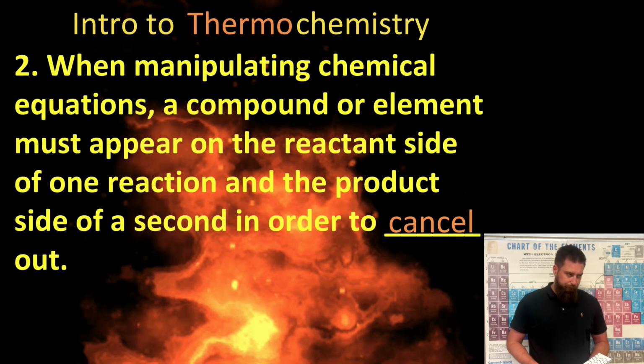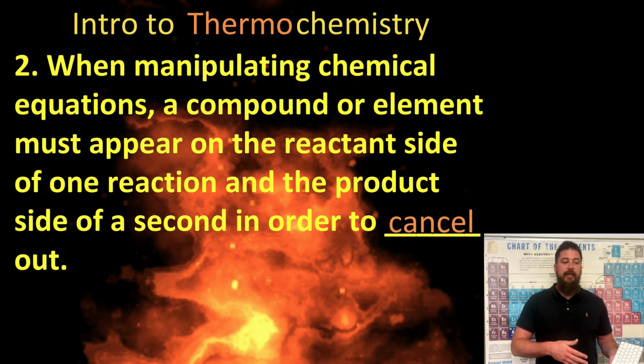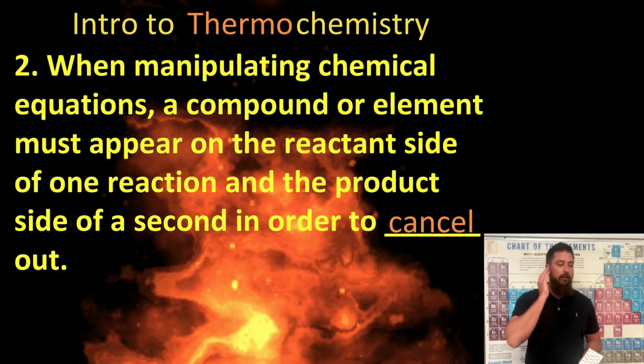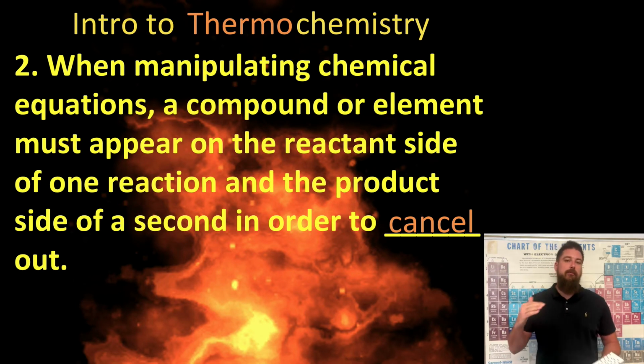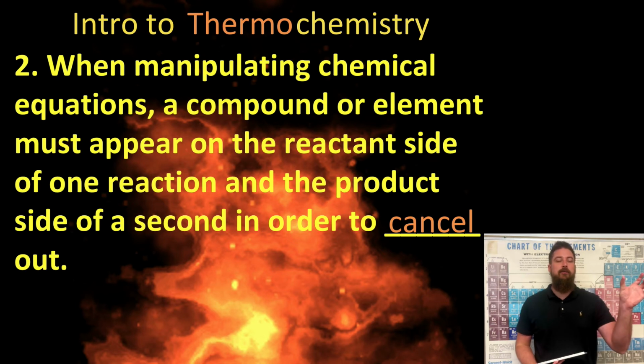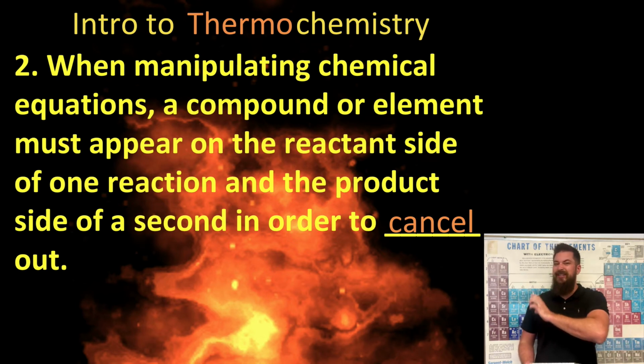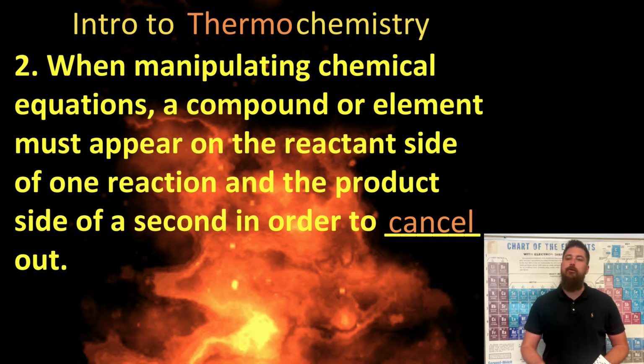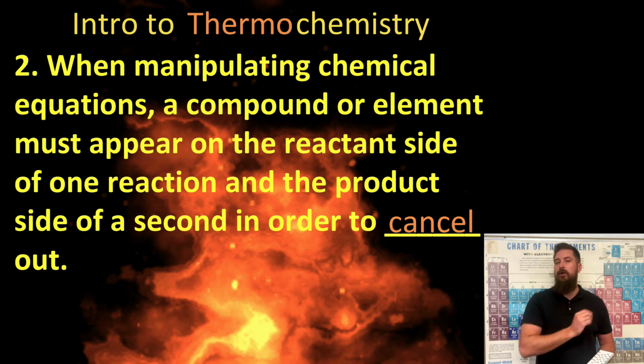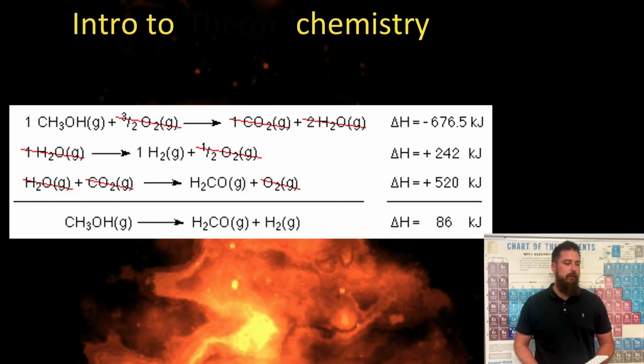And so when manipulating chemical equations, a compound or element must appear on the reactant side of one reaction and the product side of another to cancel out. So let's say that we have two different chemical equations and we have carbon dioxide in the reactant of one and carbon dioxide in the product of the second one. What ends up happening is when we add those equations together, those will cancel out. So if they're on opposite sides, they will cancel out. Now, if they're on the same side, they add together. So if we have carbon dioxide in the reactant of one and let's say 2 carbon dioxide in the reactant of another, when we add it together, that gives us 3 carbon dioxide.